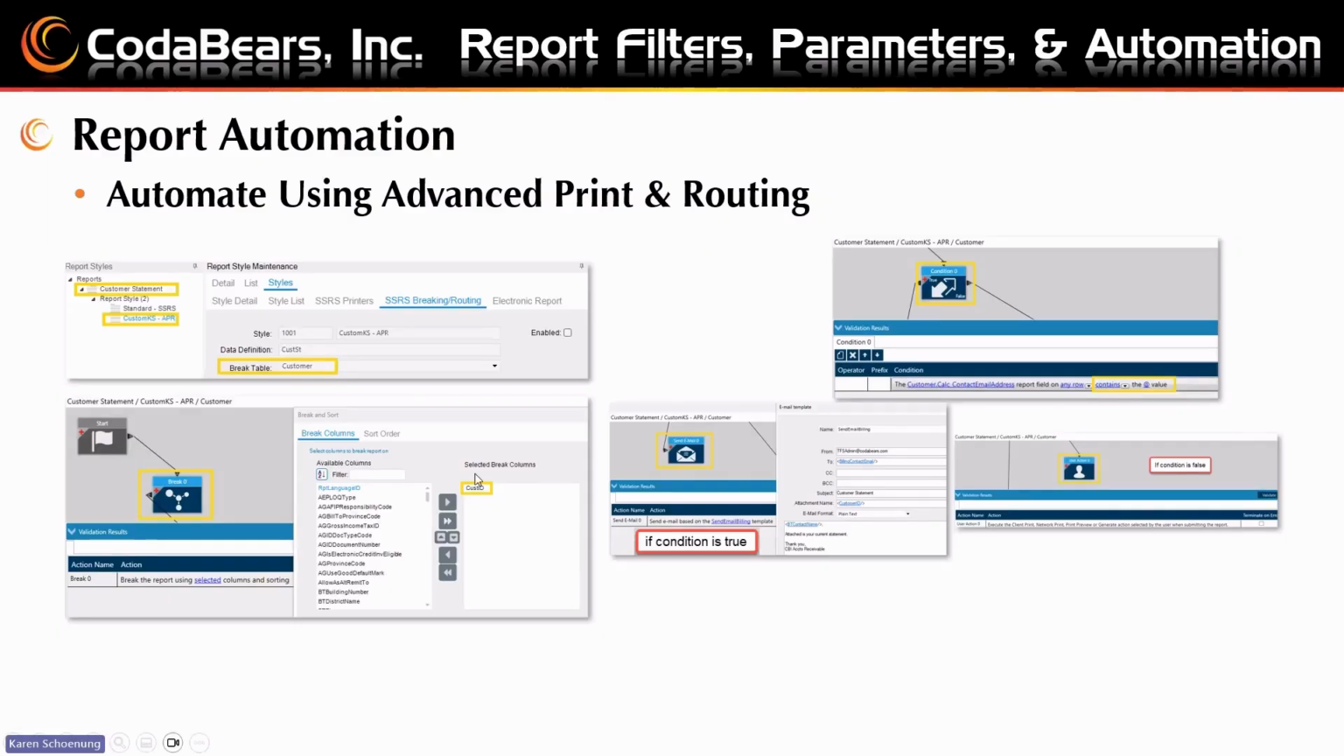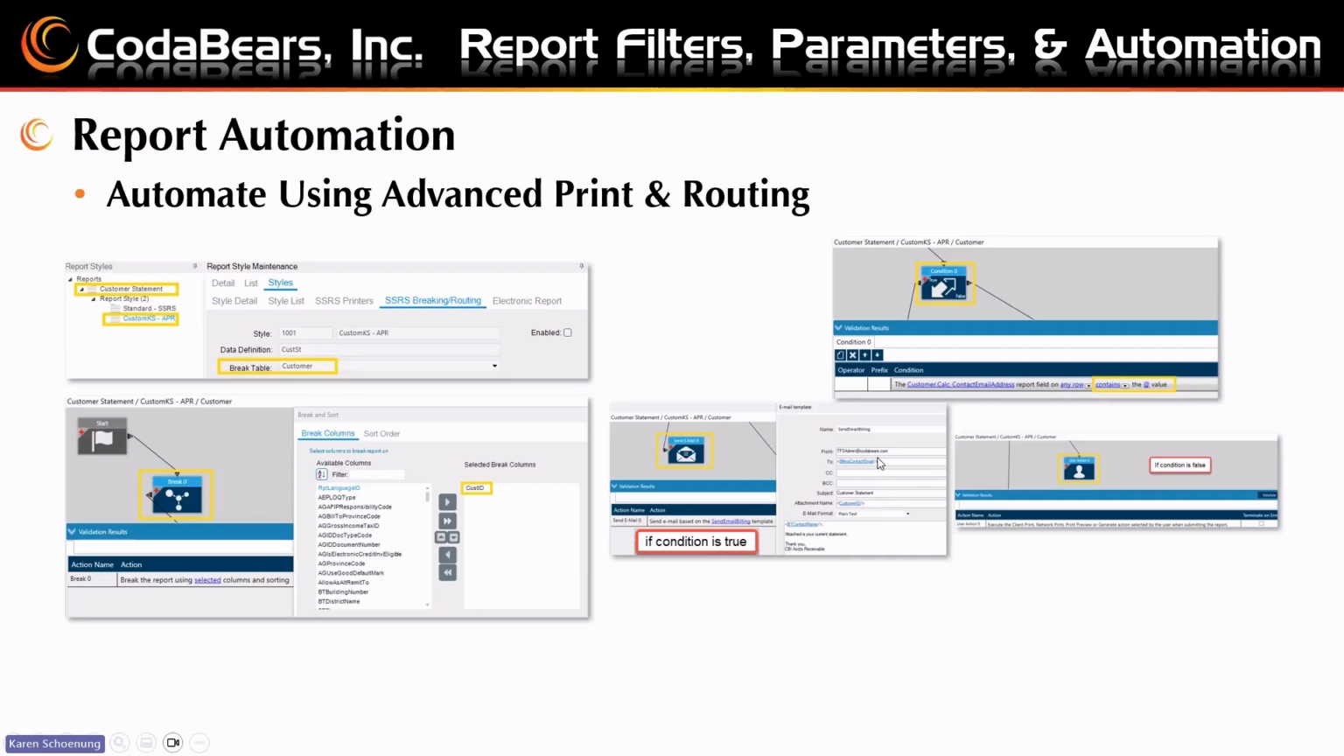You can pick which column it should break on, or a combination of columns, to put over here. And then usually you'll set up a condition, although you don't have to. Here I set up that the customer contact email address contains the @ sign. So if it doesn't contain an @ sign, they don't have an email address. So it's set up to email if this condition is true.